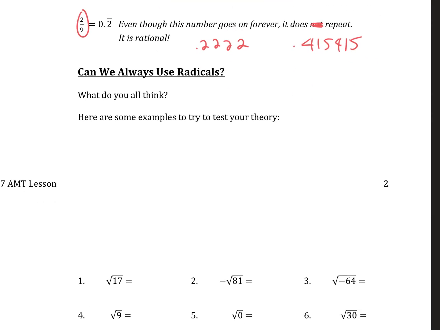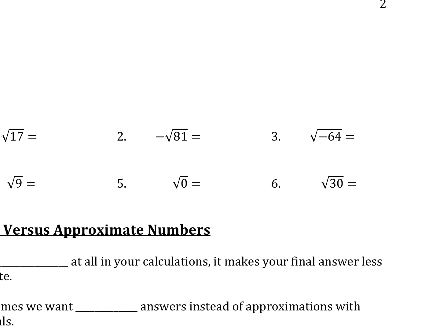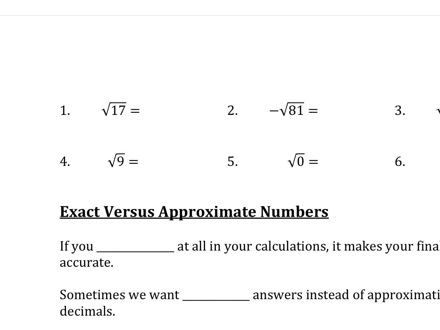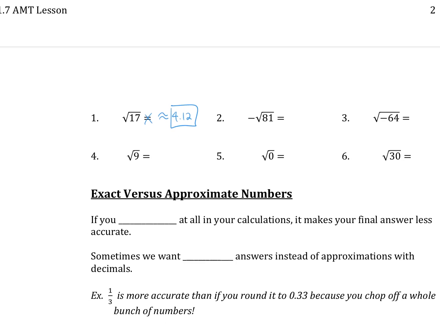Alrighty. So can we always use radicals? Why don't you guys go ahead and try 1 through 6 here and test your theory. See if we can always use radicals. Give them a try. All right, square root of 17. It's not going to be equal, it's going to be approximately. If you do square root of 17 on your calculator, you're going to get 4.12. And that's our approximation.